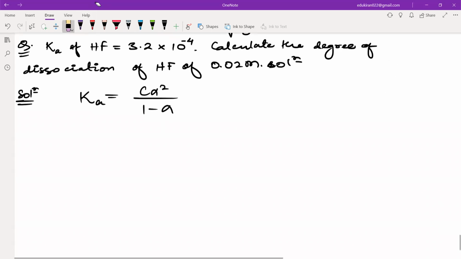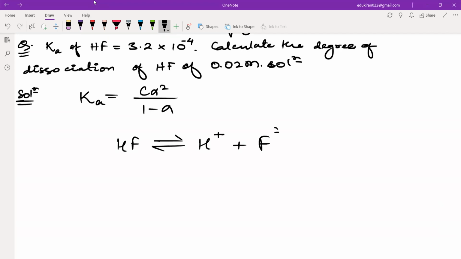That means we have the reaction HF in equilibrium with H positive plus F negative. Yes or no, guys? And what is the K here? K is given to be 3.2 into 10 to the power minus 4, right? That means Ka is less than 10 to the power minus 3.